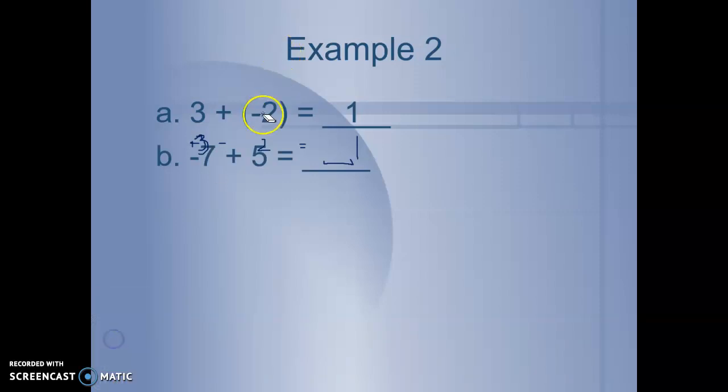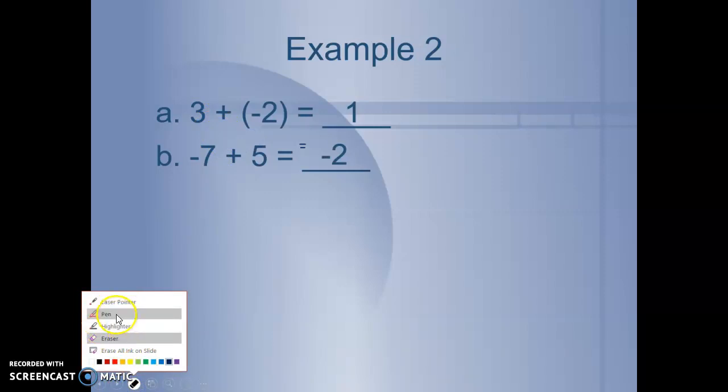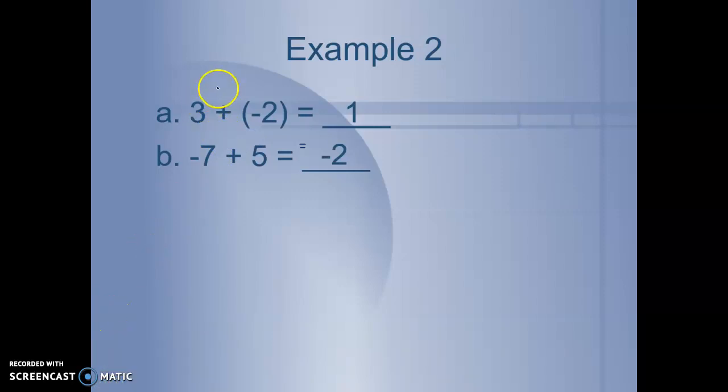All right, let's take a look at this problem. Pause the presentation, if you will, and see if you can do this one on your own. If you came up with -2, nice job. If you're not sure how we got there, we subtracted the absolute value of the smaller value from the larger one, so that was 7 minus 5, and then our sum gets the sign of the larger digit, which was the 7.